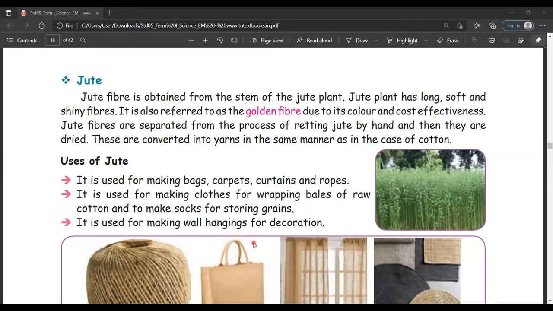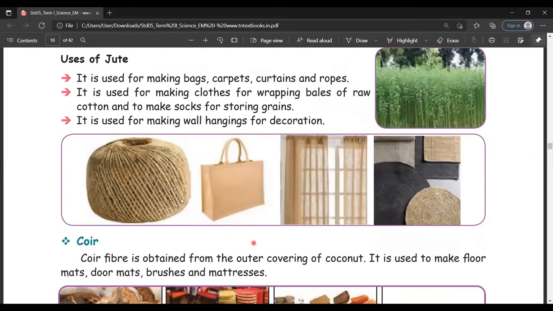Okay children, look at the picture here. Jute yarn. This is a jute bag, curtains, mats, okay, carpet.